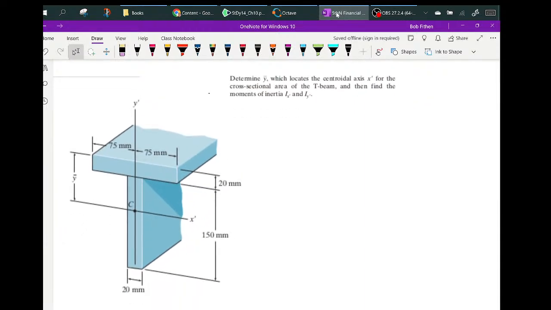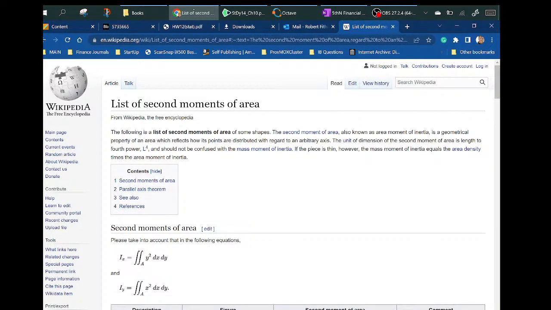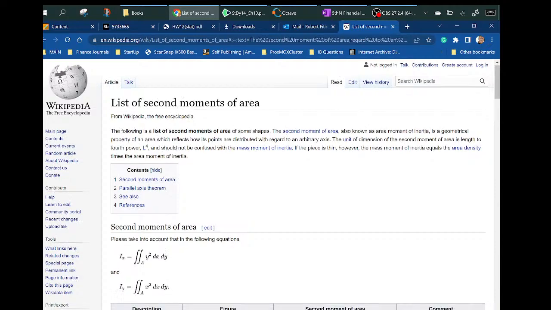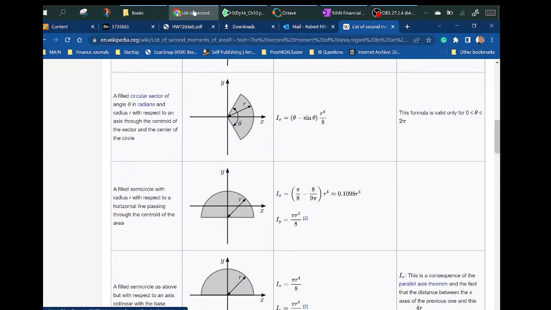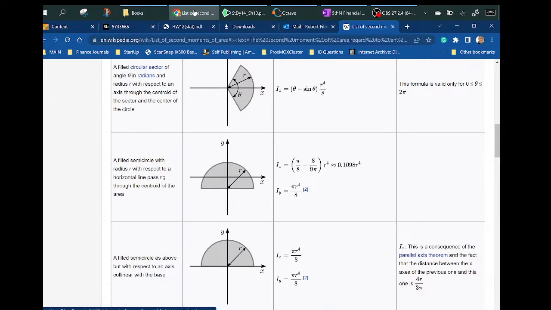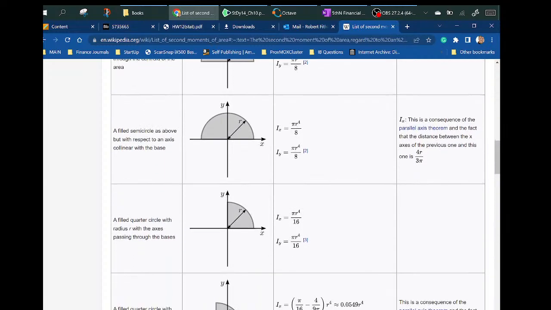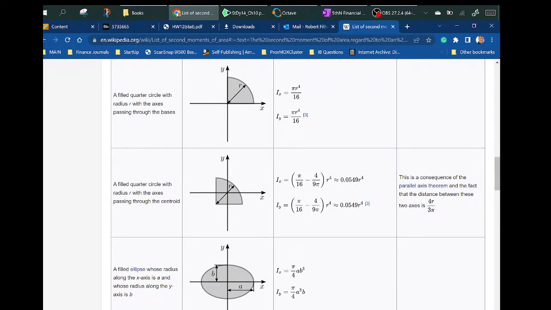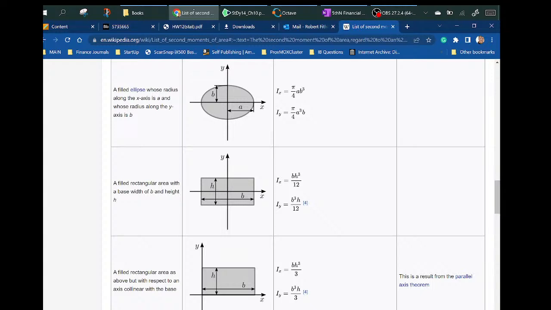Now we go over, and I did a search, and it ended up at Wikipedia, the list of second moments of the area. So it has a circle with a hole, a semicircle that's shifted down, one that's a semicircle here, a quarter circle, then a quarter circle with a different location. And this is the one we're going to focus on for this particular problem.